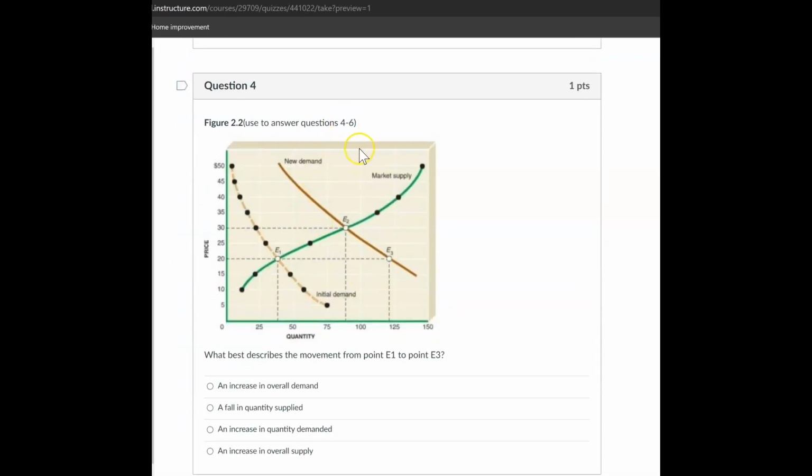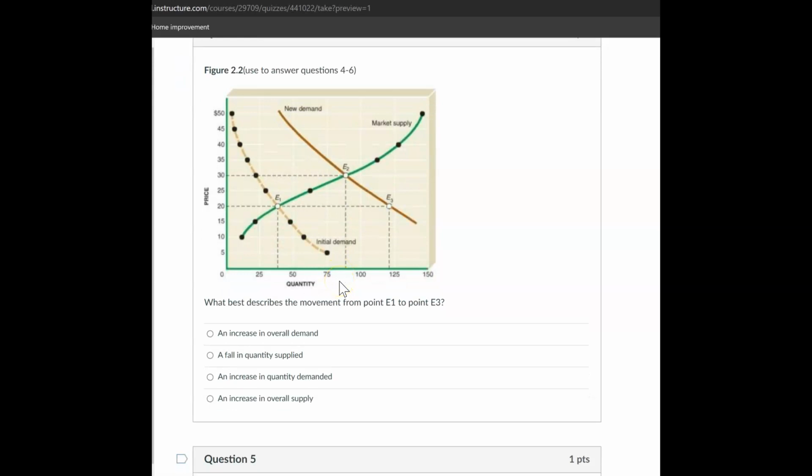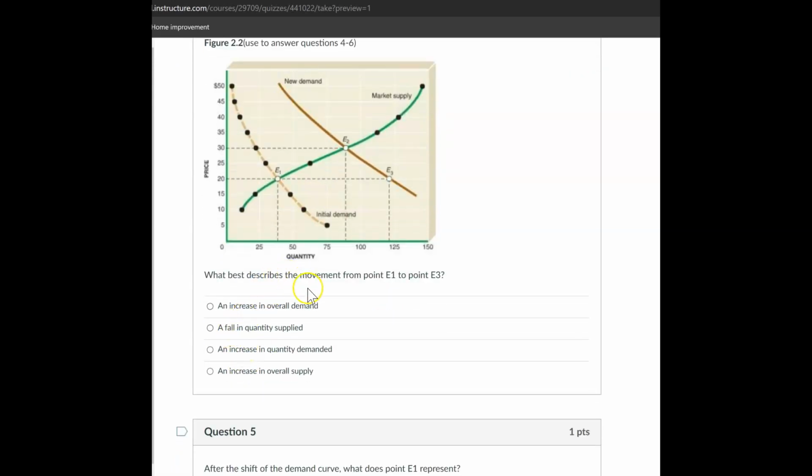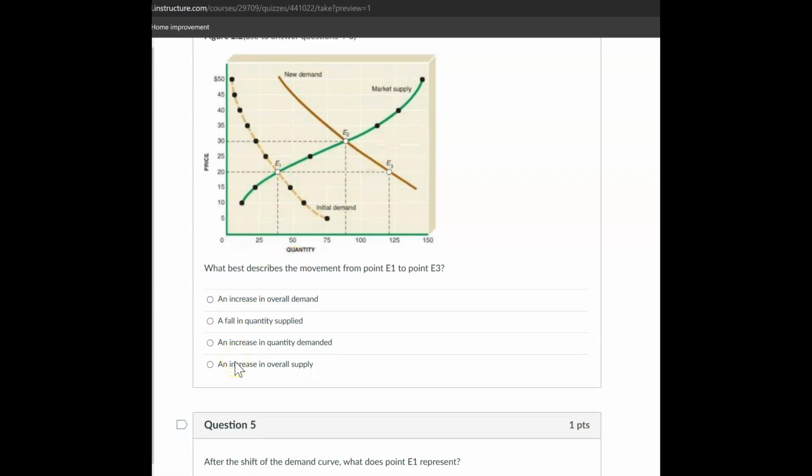Now for questions 4 through 6, I give you a supply and demand curve, and I'm showing a supply curve and 2 demand curves. Now, for question number 4, I say what best describes a movement from point E1 to E3? So E1 to E3. Now, one of these 4 things describes a situation that would get you from E1 to E3. You've got to decide which one it is.